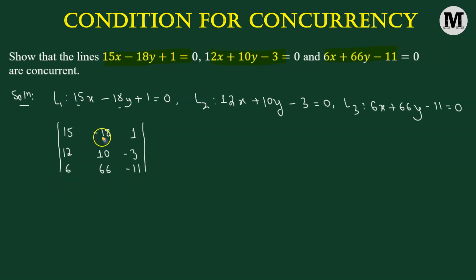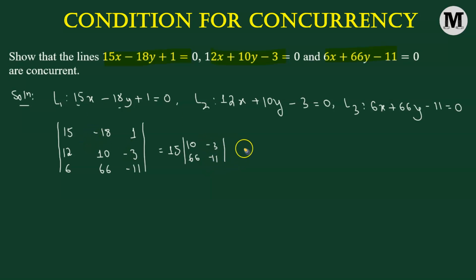Now, we will show that this particular determinant, when we solve it, yields a value equal to 0. Only then can we say that the three lines are concurrent. So we're going to expand this determinant along the first row. Considering the first element, 15, we multiply it by a 2 by 2 determinant formed by rejecting the row and the column containing 15. So we are left with 10, negative 3, 66 and negative 11.